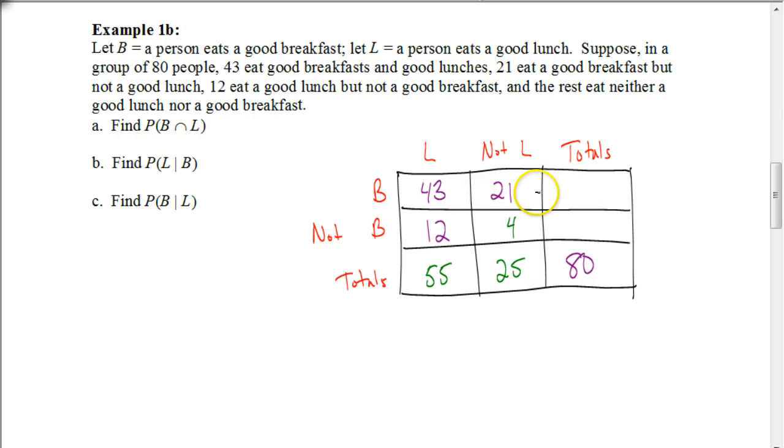And now I can add these rows together. 43 plus 21 give me 64. 12 plus 4 give me 16. Double check my answer here. 64 plus 16 sure enough gives me 80. So I know I filled the table out correctly.